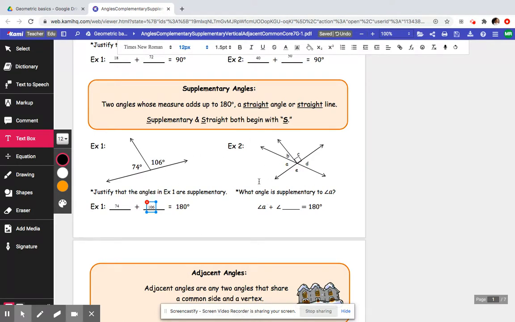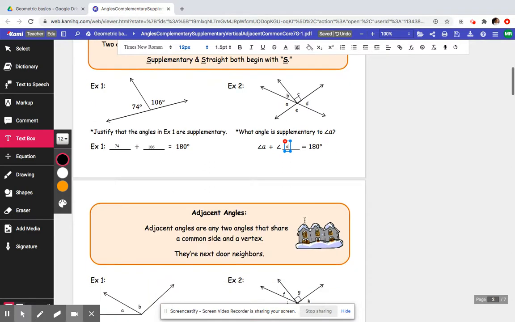This one's a little bit more difficult, but what angle is supplementary to angle A? Well, we have to ask ourselves, what angles will equal 180 degrees? We know that B plus C plus A will equal 180 degrees, but we can be a little bit more specific and find only one, and that would be angle E.